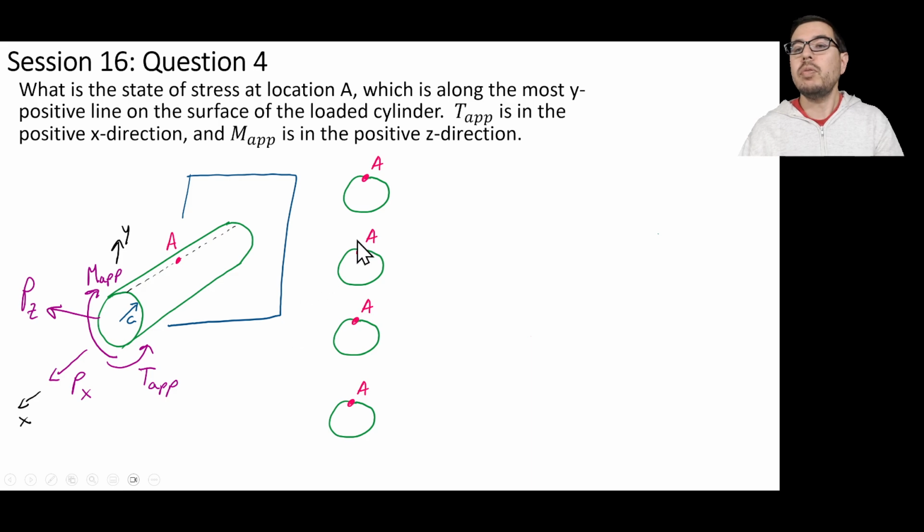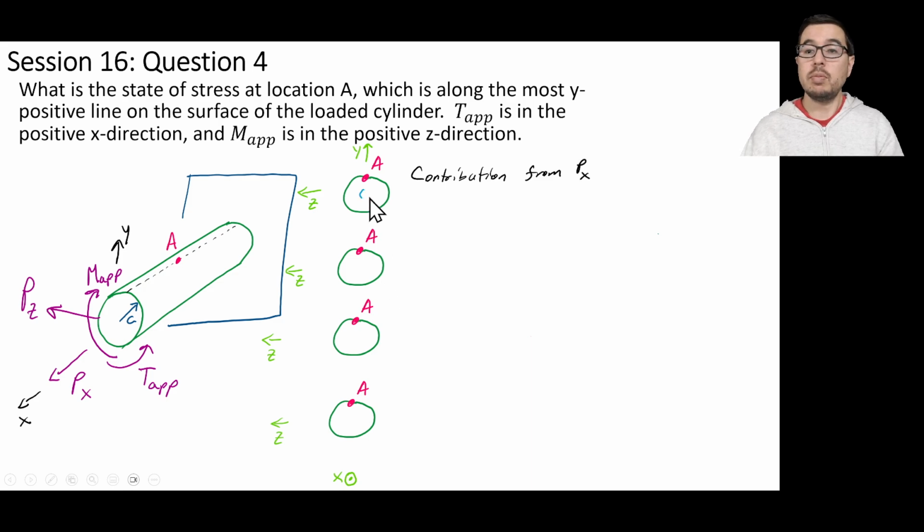When we have this cross section as shown, there are coordinates associated with the original coordinates of the problem. So y is going to be upward, z will be to the left as originally depicted, and x will be coming out of the screen. Let's look at the contribution from PX. We can draw it simply as PX, an axial load coming out at us.